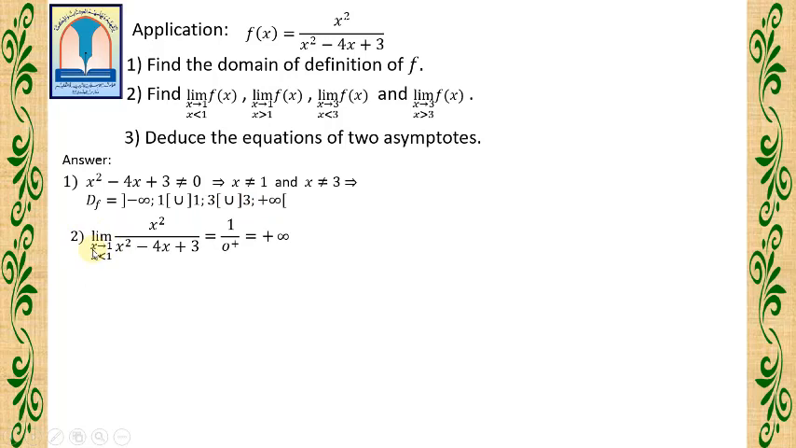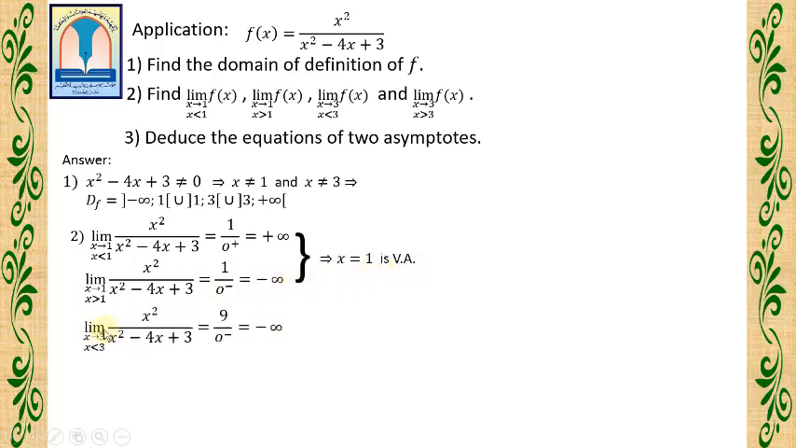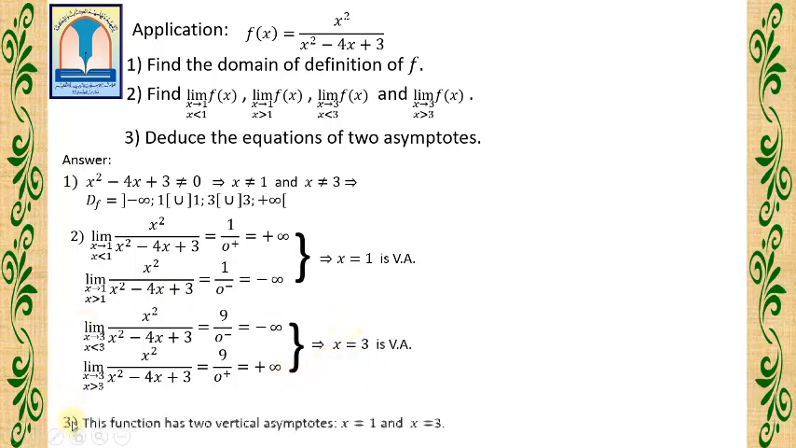Number 2, limit as x tends to 1 and x is less than 1, it's plus infinity. And limit as x tends to 1 and x is greater than 1, it is minus infinity. Then x equals 1 is a vertical asymptote. And limit as x tends to 3 and x is less than 3, it is negative infinity. And limit as x tends to 3 and x is greater than 3, it is plus infinity. So x equals 3 is a vertical asymptote. Then this function has two vertical asymptotes, x equals 1 and x equals 3.